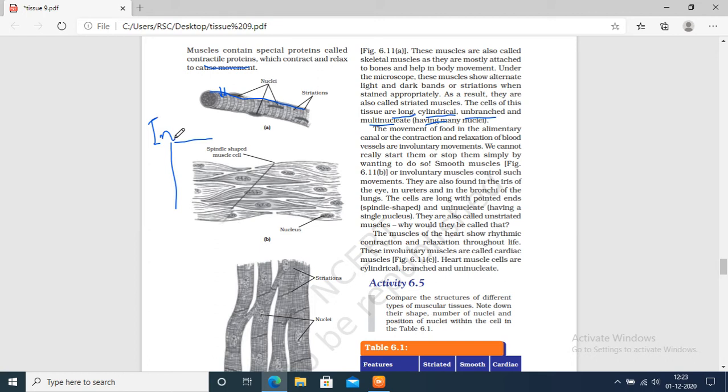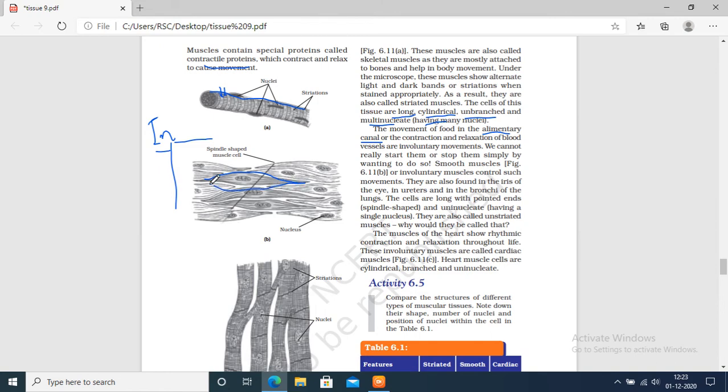Involuntary muscles. Okay. So in our alimentary canal we have smooth muscle. Okay, in our alveoli, in the lungs we have smooth muscles because we cannot control the action of our alveoli when the gas exchange will take place or not. So we cannot control that action, therefore it is known as involuntary muscle, and these involuntary muscles are also known as smooth muscles.